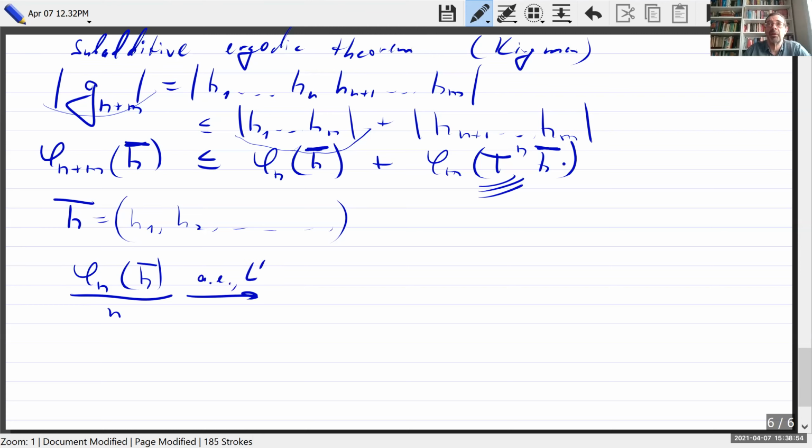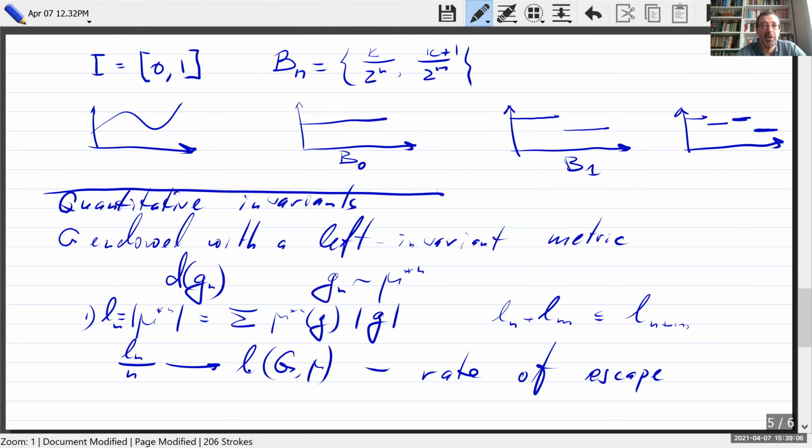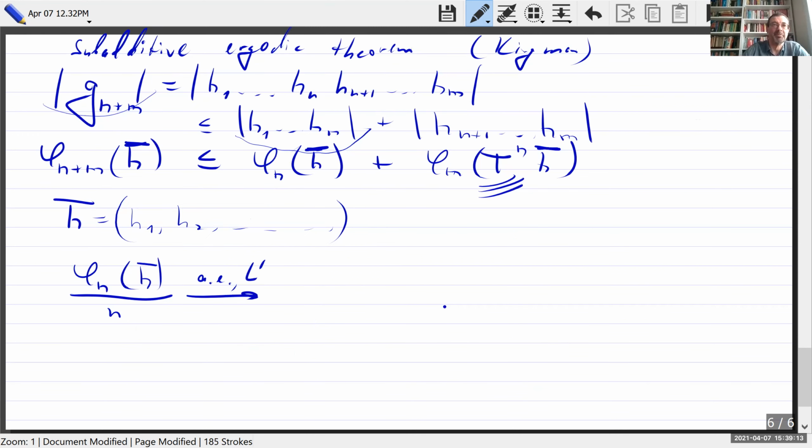Well, since this shift is a Bernoulli shift, it is ergodic, therefore the limit must be a constant, and therefore it must be precisely the same constant as the one which we have found here by considering just the integrals of those functions each. So it converges to the number which is called the rate of escape.